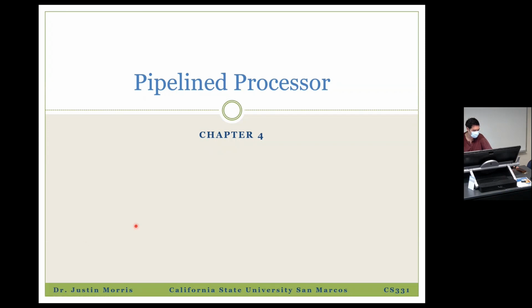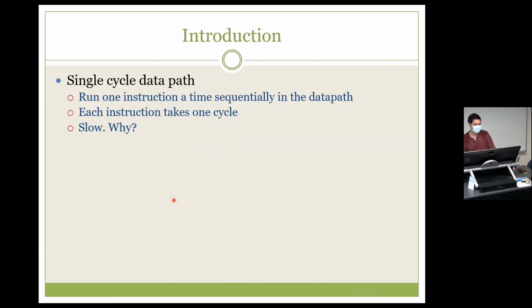The issue of the single cycle design in terms of performance. So just remembering the single cycle data path, we run one instruction every single cycle sequentially across the entire data path, right? So that means that each instruction just takes one cycle. And this is overall slow because your longest instruction defines your cycle time. So even though your other instructions may be done maybe even halfway through, they still take the same amount of time as your longest instruction.